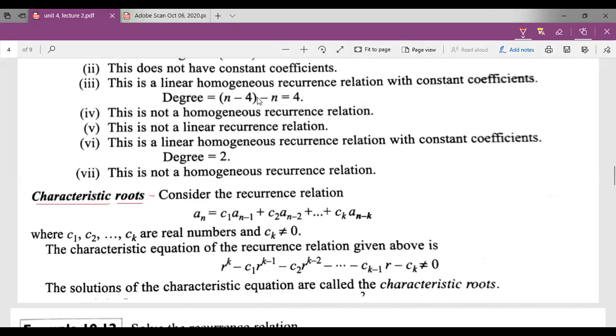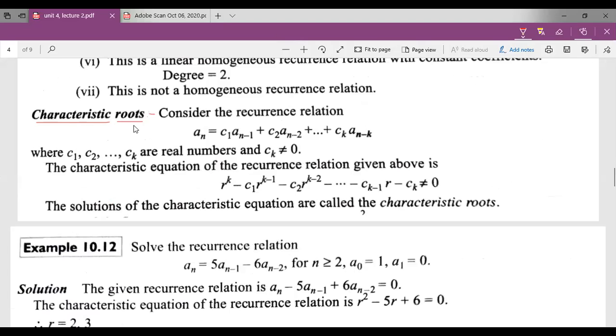So next definition, characteristic roots. Consider the recurrence relation a_n = c1 a_(n-1) + c2 a_(n-2) + and so on + ck a_(n-k), where c1, c2 and so on up to ck are real numbers and ck is not equal to 0. So the characteristic equation of the recurrence relation given above is.